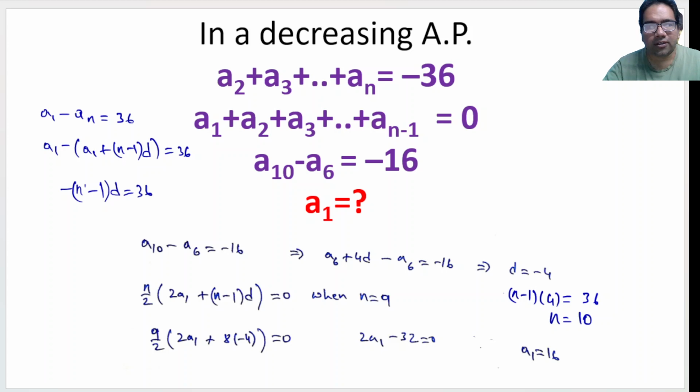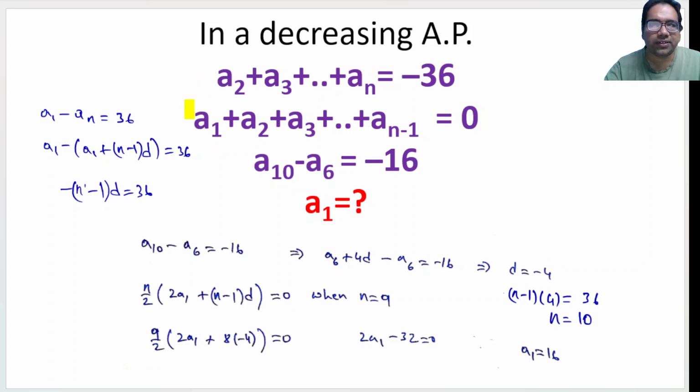Let's see how. Now it is given a10 minus a6 equals minus 16. What is a10? A10 is a1 plus 9d or a6 plus 4d. Right. So a6 plus 4d minus a6 equals minus 16. What does that mean? 4d equals minus 16. D means minus 4, which means this sequence is in decreasing order, which is already given. Now d is minus 4.